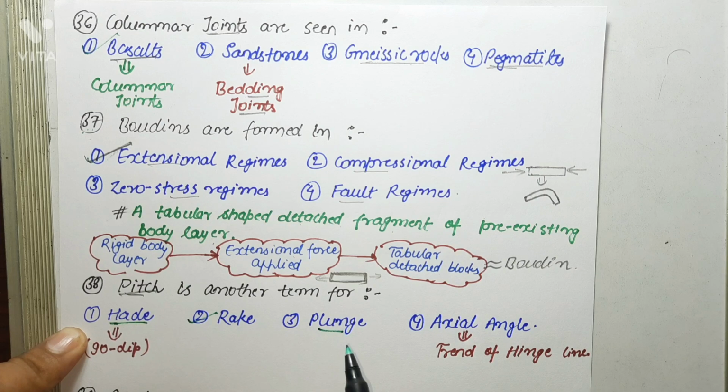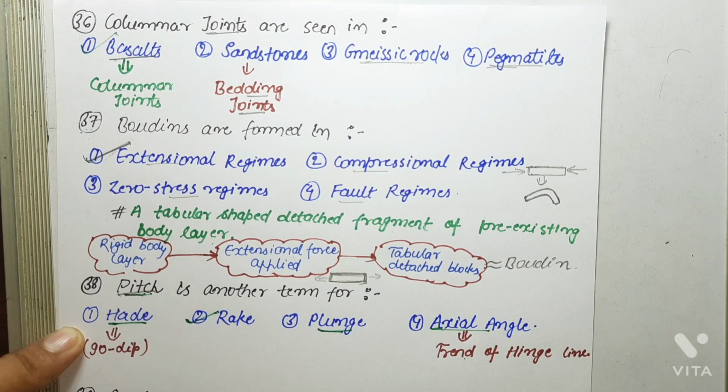What is plunge? Plunge is the angle of lineation with respect to horizontal datum, and it is measured in a vertical plane, while pitch is measured in the same plane in which the lineation is present. What is axial angle? Axial angle is the trend of hinge line. So pitch is another term for rake. The correct answer is rake.